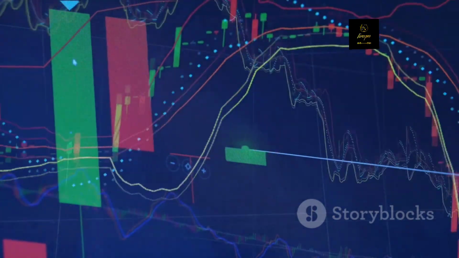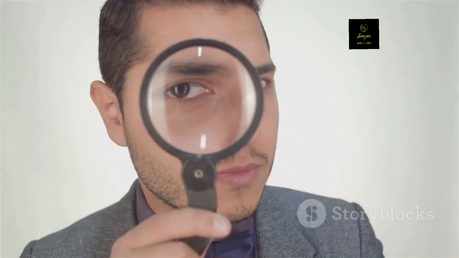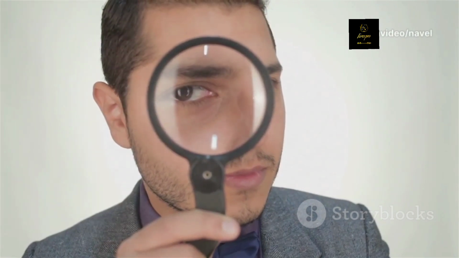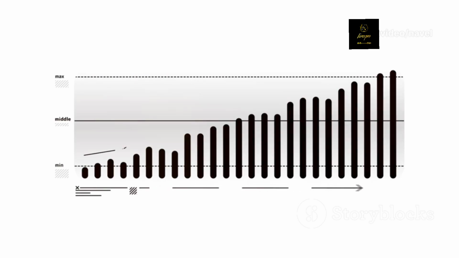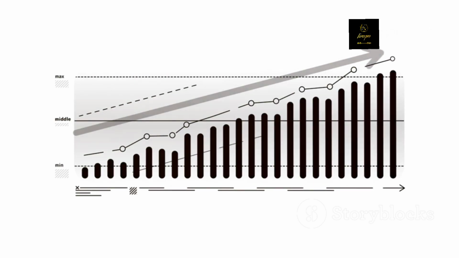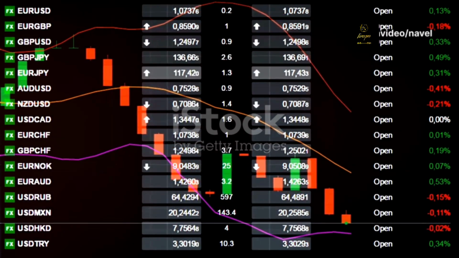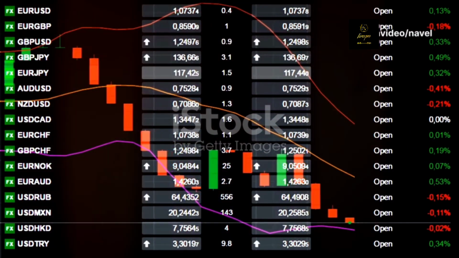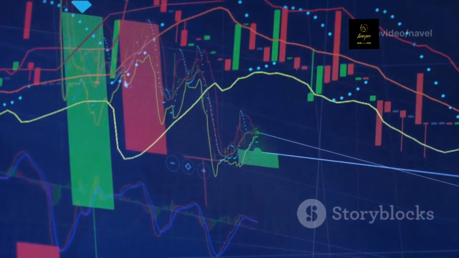Pips. Those tiny moves that matter. Now, let's zoom in on those exchange rate fluctuations and talk about pips. Pip stands for point in percentage, and it represents the smallest price move that an exchange rate can make. For most currency pairs, a pip is equivalent to 0.0001. Think of pips as the building blocks of profit in Forex.